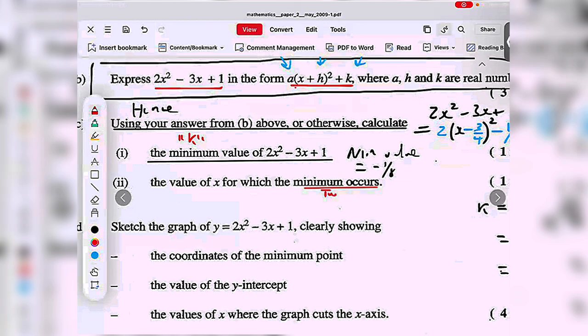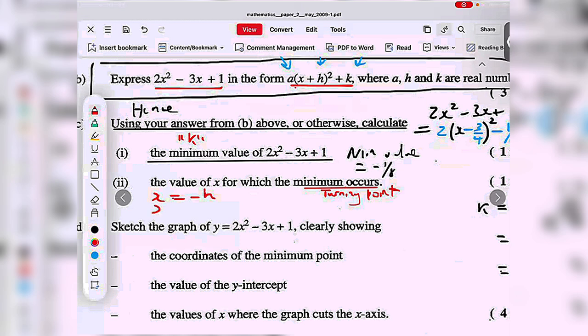Turning point. And what exactly is the turning point, guys? I'm going to tell you. The turning point is going to be -h. So this is going to be where X is equal to -h. It's the negative of h.